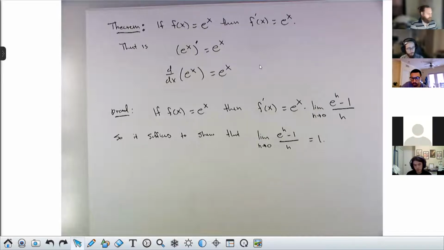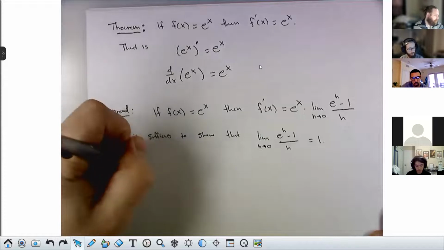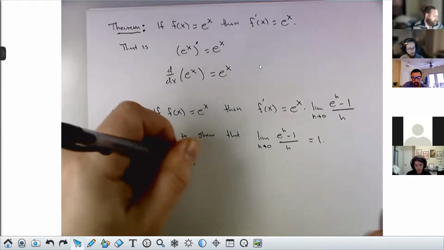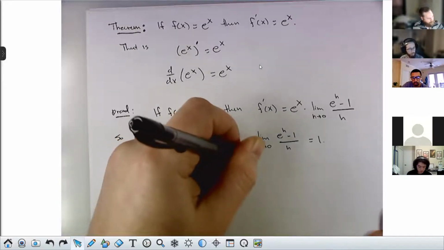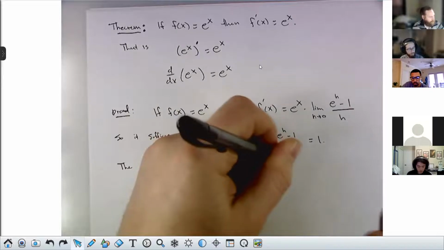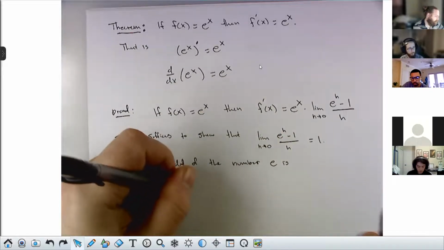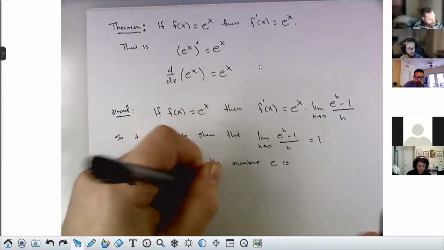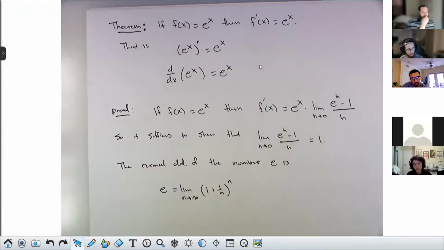And the trick, the normal definition of e, if you've seen one anywhere, it's this: the limit as n goes to infinity of (1 plus 1 over n) all raised to the nth power.